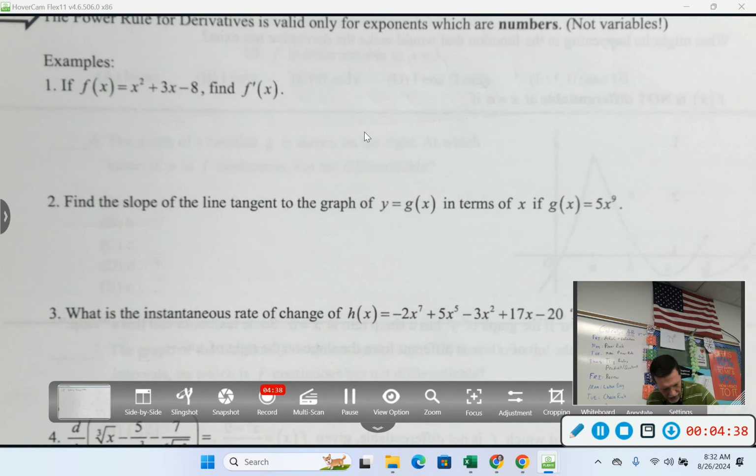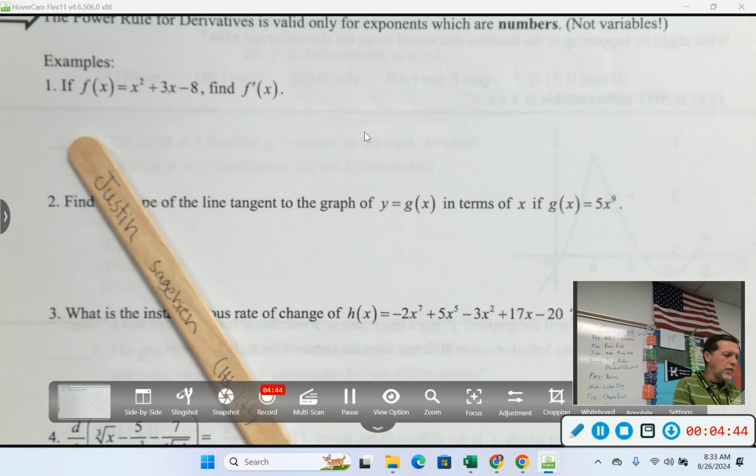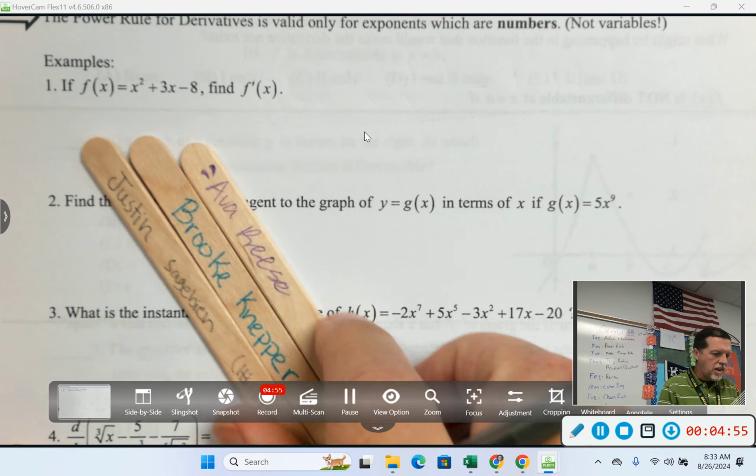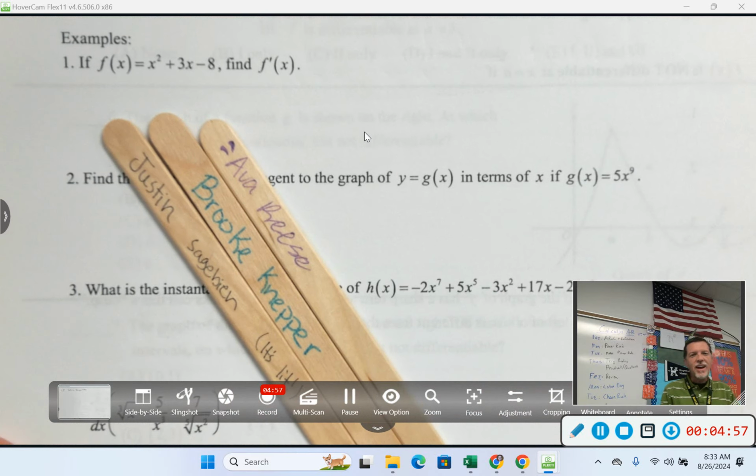So number 1, let's see, let's just pick on somebody. You know what, let's pick on 3 people. That way we can get through more popsicle sticks. That's what makes a good day for me. More popsicle sticks, the better. So one piece at a time.